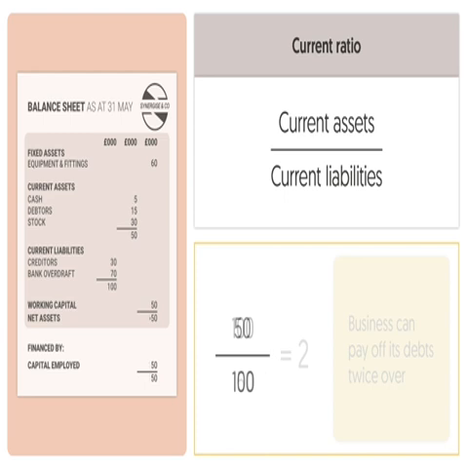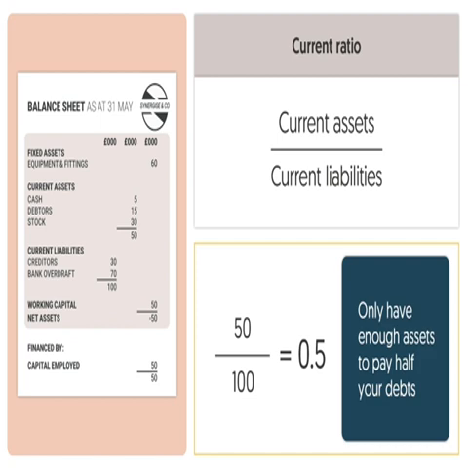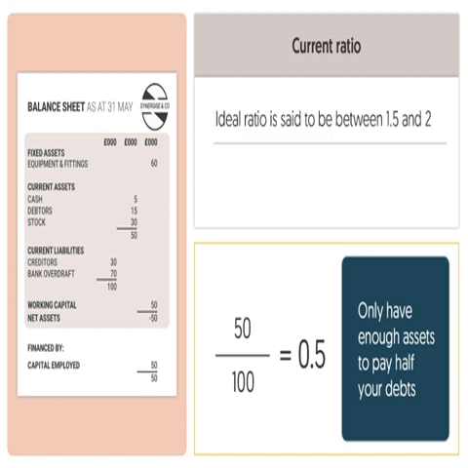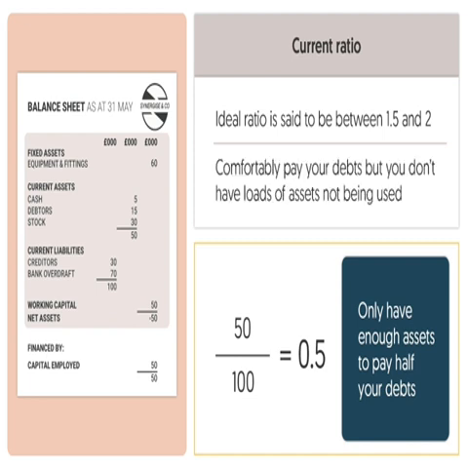If it were the other way around and the calculation was £50 of current assets divided by £100 of current liabilities, your answer would be 0.5. So you'd only have enough assets to pay half of your debts. The ideal ratio is said to be between 1.5 and 2. This means you can comfortably pay your debts, but you don't have loads of assets not being used.